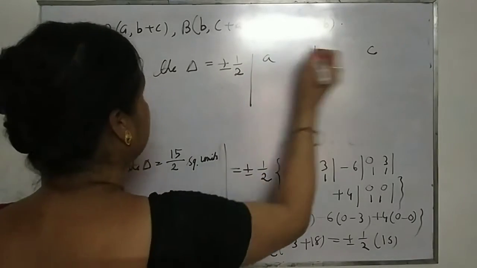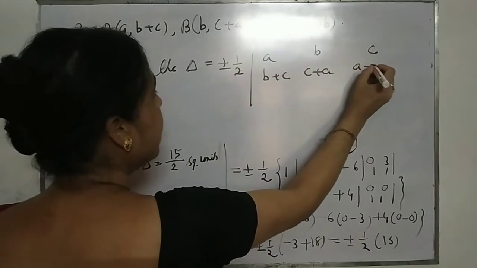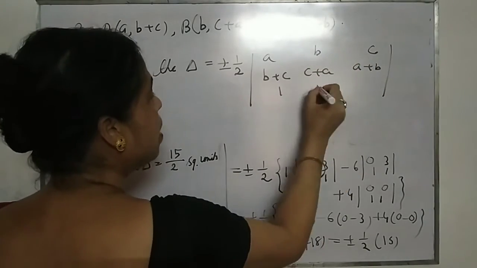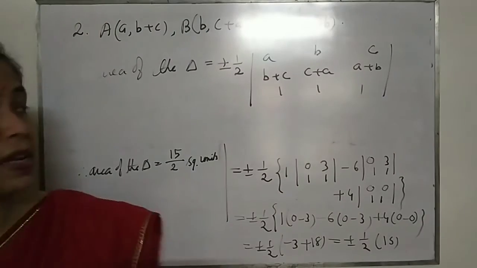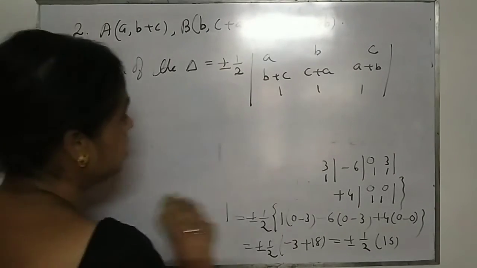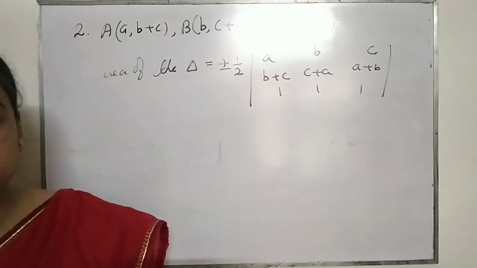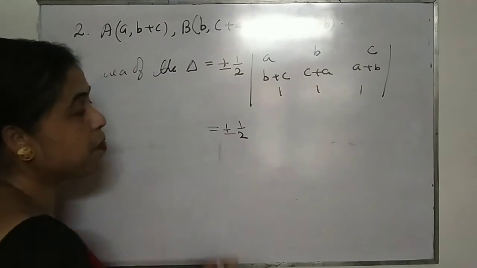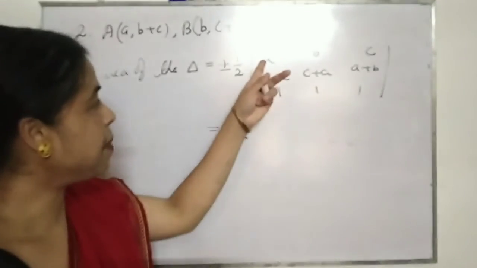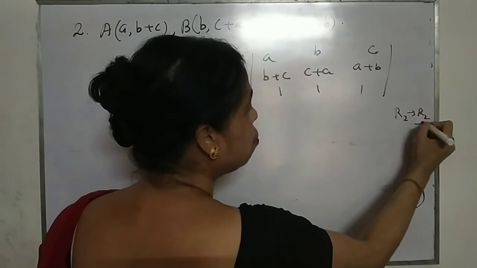So I will start with this. First row a, b, c. Second row, y coordinates: b plus c, c plus a, a plus b. Third row is 1, 1, 1. If you want, you can directly evaluate, but I see that if I use a property, then the solution will be obtained easily and simply. So I am using a property here. Hope you understand what property I am going to use. Yes, I am going to add row 1 and row 2. Row 2 is replaced by row 2 plus row 1.